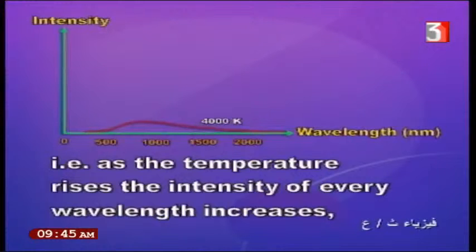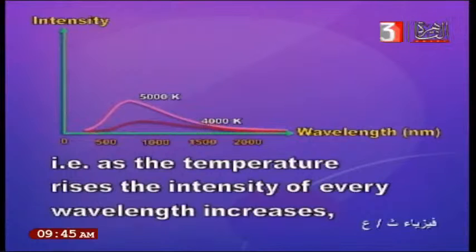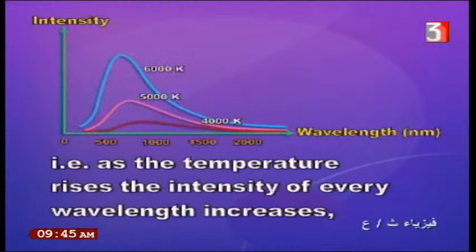At 5000 Kelvin, the peak is moved towards the left, shifts towards shorter wavelength. And at 6000, it gradually moves to the left. So this is quite clear now. This is the peak wavelength. And we'll never obtain a peak at ultraviolet.